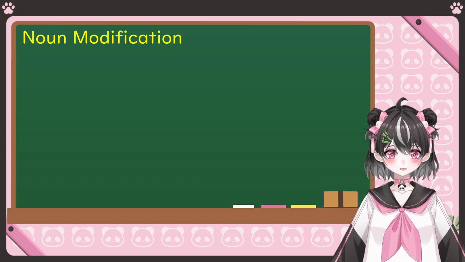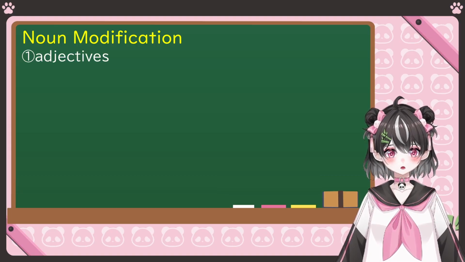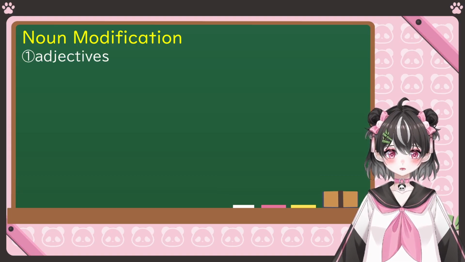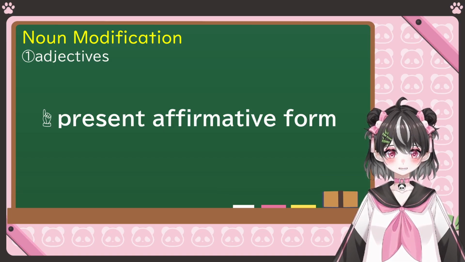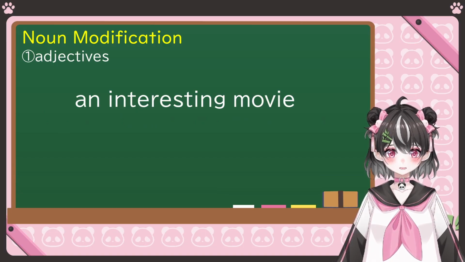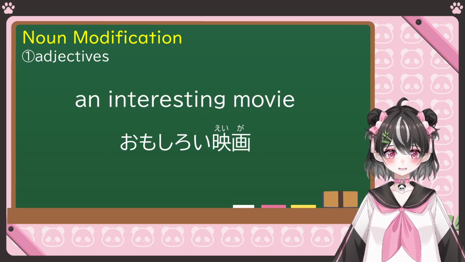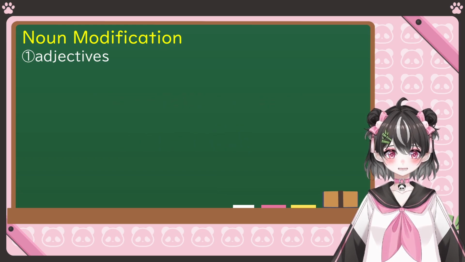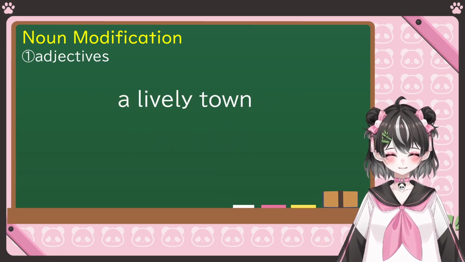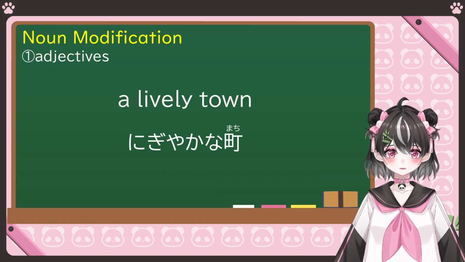First up, let's check out how adjectives modify nouns. The present affirmative form is easy to understand, because in English, the adjective also comes before the noun. For example, an interesting movie is 面白い映画 and a lively town is 賑やかな街.